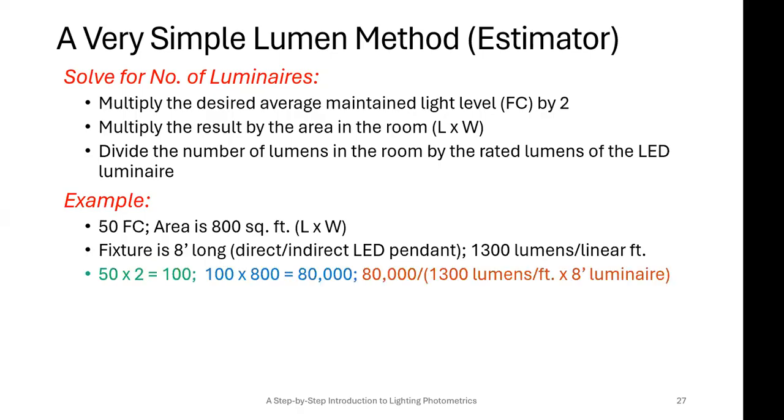So doing the math, 50 times 2 is 100. 100 times 800 equals 80,000. 80,000 divided by 1,300 lumens per foot times the 8-foot luminaire, so 80,000 divided by 10,400, gives us 8 luminaires. That's the way it's done.